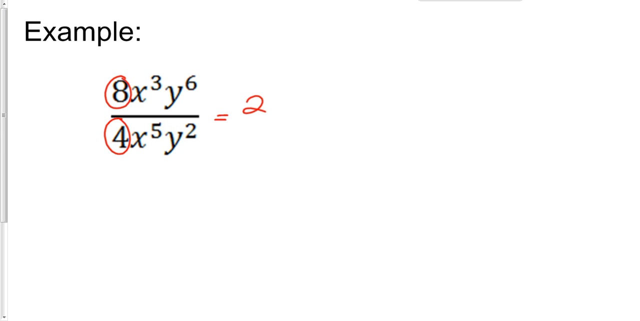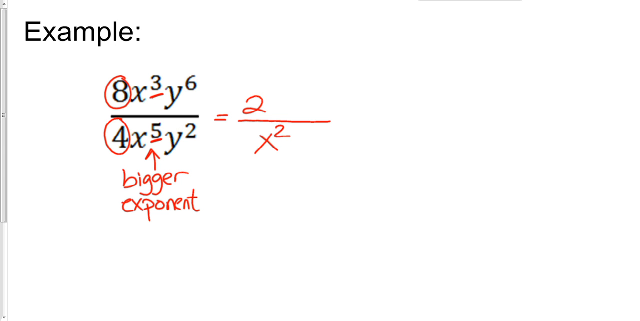I'm going to go ahead and give myself a fraction bar. I'm looking at my x's here, and I notice that I've got a bigger exponent on the bottom. So when I subtract, the difference between 3 and 5 is 2. Because the bigger exponent's in the denominator, that x squared has to stay in the denominator.